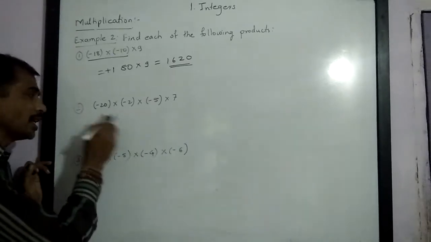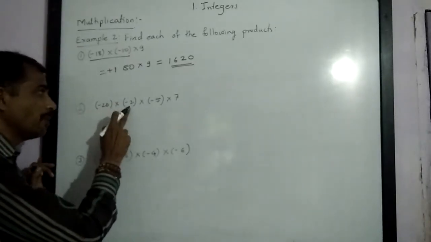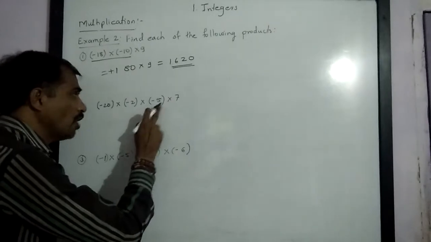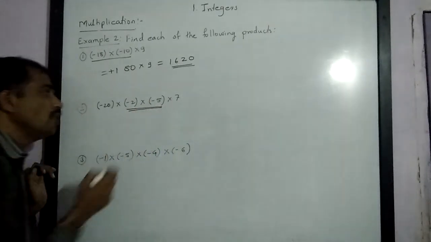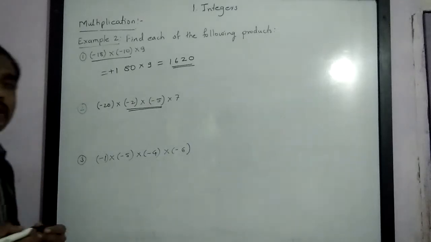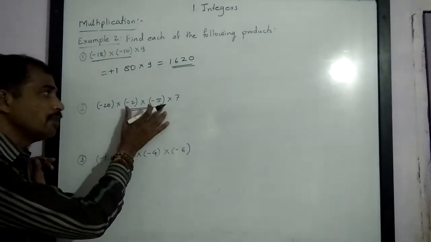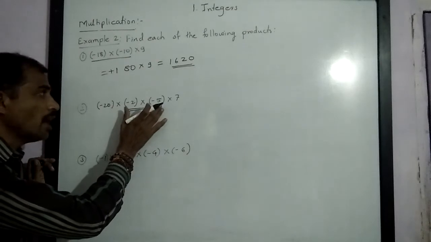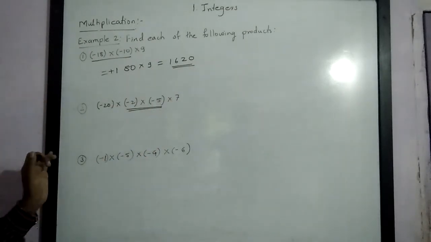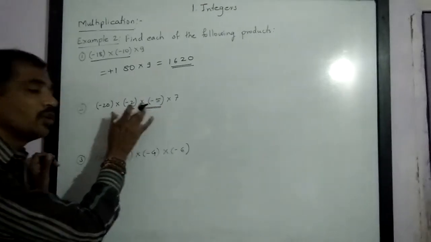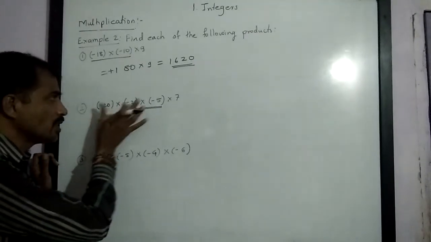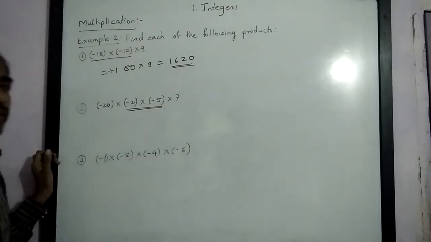Now let us understand the second question. Negative 20 multiplied by negative 2 multiplied by negative 5 multiplied by 7. Please try to understand. If we multiply these first, we will get a round figure that is easy to calculate. So I will be doing this operation first. We have already studied that multiplication can be done in any sequence. You can do any operation first. Even if you do this first or this first, the answer will not change.